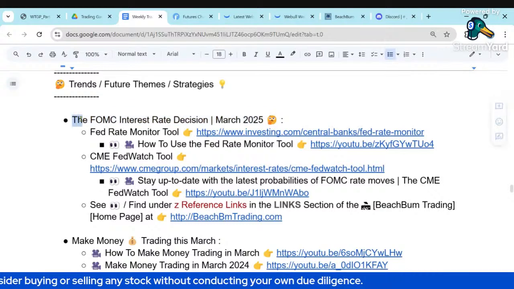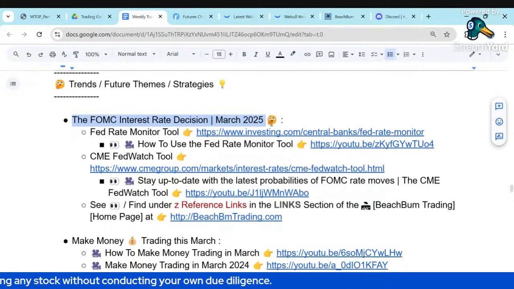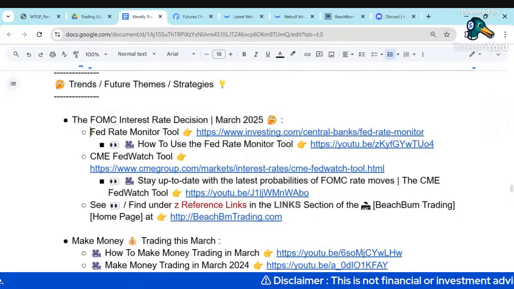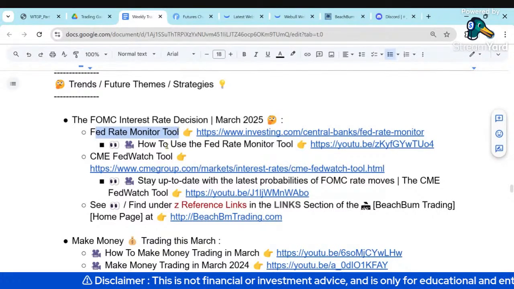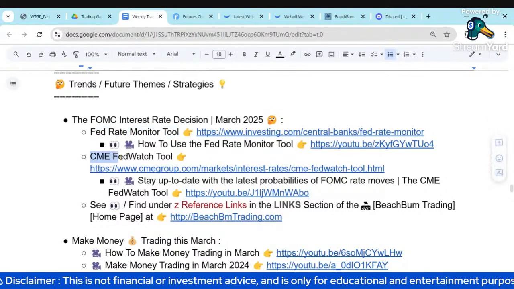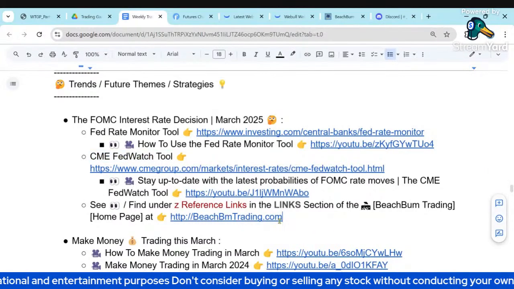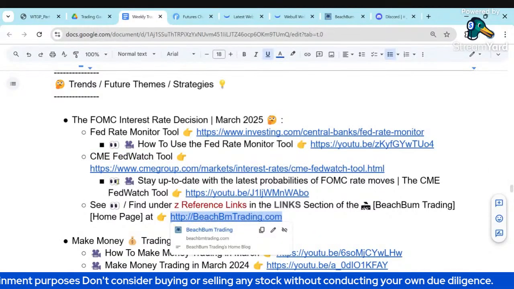Again, our theme for this week is to look at the FOMC interest rate decision for March of 2025. We'll look at the probability for a rate cut, rate hike, etc., using the Fed Rate Monitor tool and the CME FedWatch tool. You can find links to these in the notes, also in the links section of our homepage, beachbumtrading.com, bum without the U.